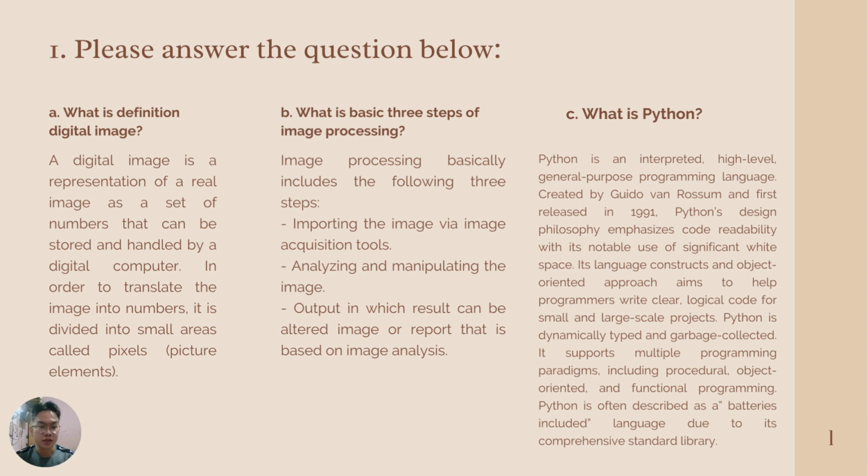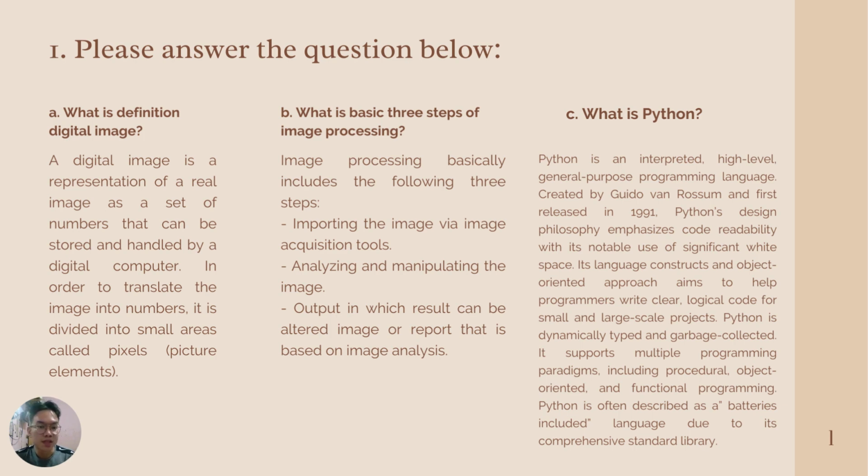The first question is, please answer the question below. A. What is the definition of a digital image? A digital image is a representation of a real image as a set of numbers that can be stored and handled by a digital computer. In order to translate the image into numbers, it is divided into small areas called pixels or picture elements.